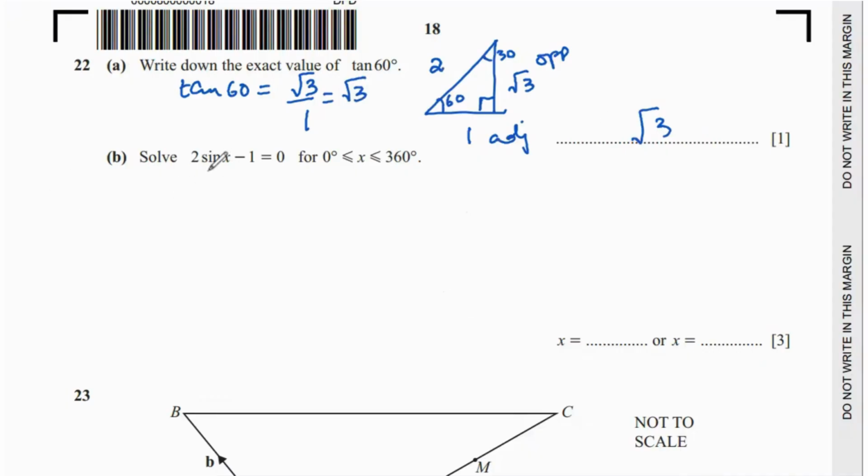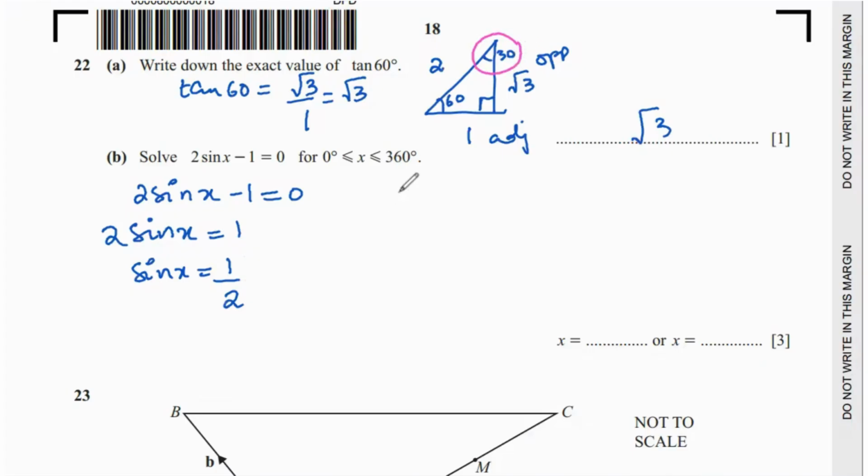That's your answer. Then solve 2 sin x minus 1 equals 0, where x is greater than or equal to 0 but less than or equal to 360. So 2 sin x minus 1 equals 0. 2 sin x equals 1. Sin x equals 1 over 2. So if sin x equals 1 over 2, that means 30 is the angle, because then this becomes the opposite and this is our hypotenuse. So sin 30 is equal to 1 over 2, which means x can be 30 or x can be 150.